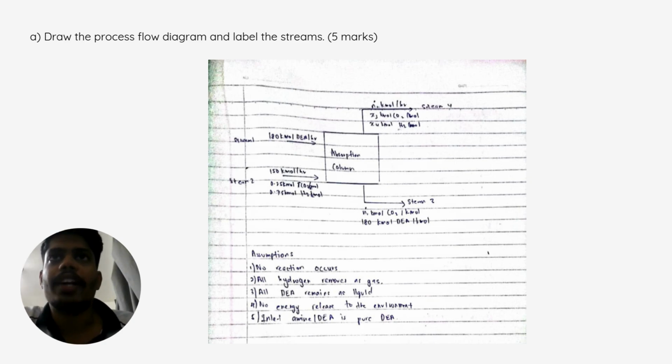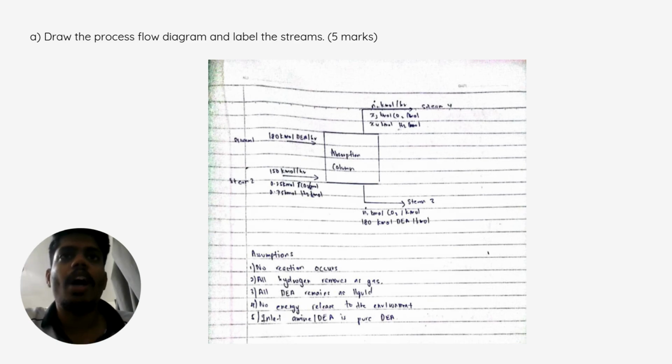This is a process flow diagram that I drew from the question. Here in the absorption column, there are two inlets and two outlets. The first inlet would be 180 kmol per hour of DEA, which is pure solvent, and the second inlet would be 150 kmol per hour of gas, which consists of 0.25 mole fraction of carbon dioxide, whereas 0.75 mole fraction of hydrogen.